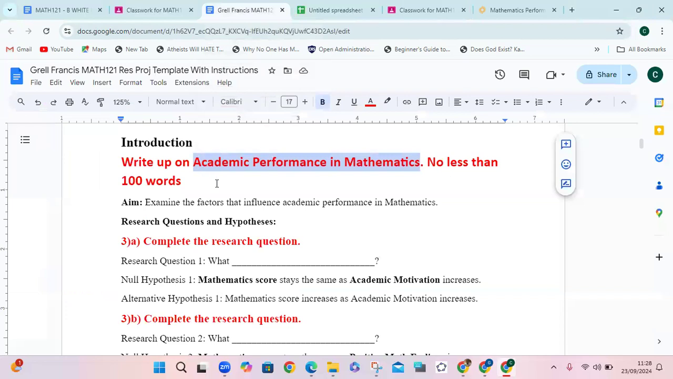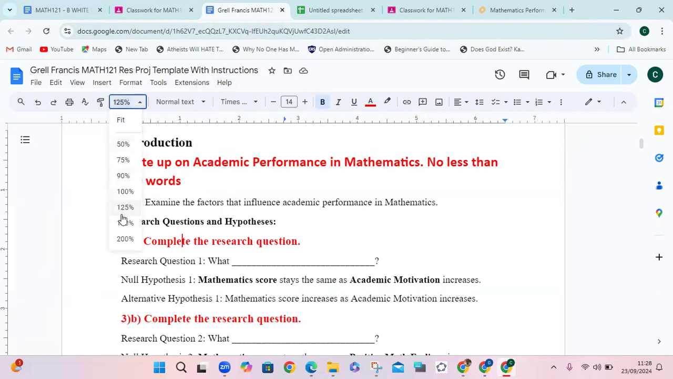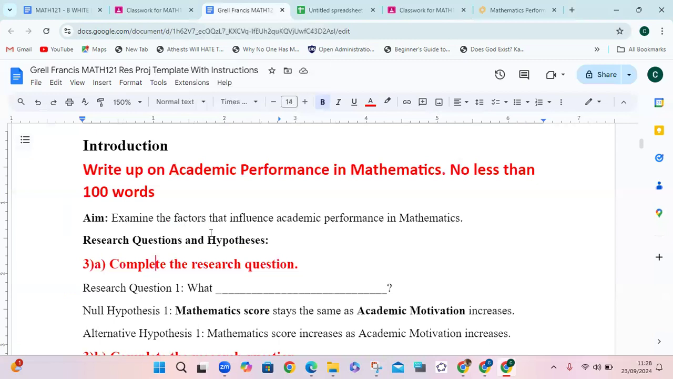And that will take care of your little write-up, all right? For a real project, you have to write more, but you are just learning about this, so 100 words is sufficient. Now, the aim of the project is to examine the factors that influence academic performance in mathematics.